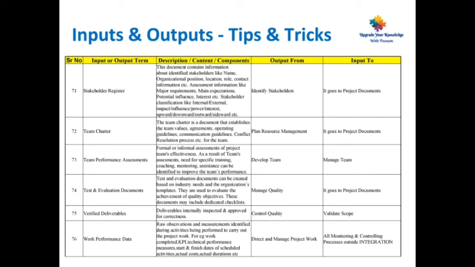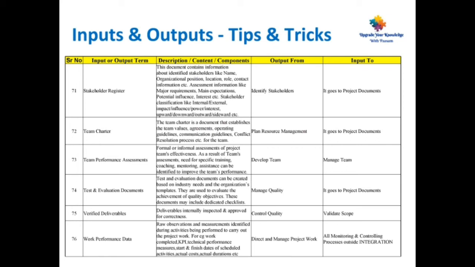Point number 73, team performance assessments. Formal or informal assessments of the project team's effectiveness. As a result of the team's assessments, need for specific training, coaching, mentoring, assistance can be identified to improve the team's performance. This is output from develop team and input to manage team.